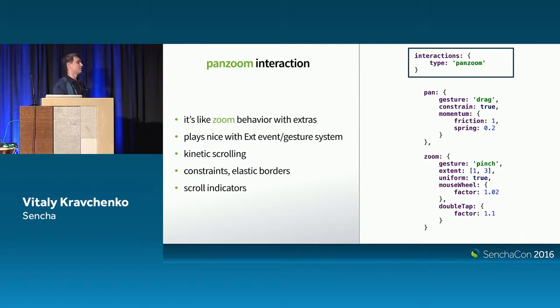Also, we provide a bunch of extra functionality on top of D3's behaviors, such as kinetic scrolling or elastic borders that I just mentioned, as well as scroll indicators. So to add an interaction to your component, you would simply do something like interactions type zoom, and that's it. And you can also configure a bunch of various parameters of the interaction if you wish, like the gesture that should be used to trigger panning or zooming, or whether it should use constraints, and how much spring tension should be for the elastic borders. So lots of options there for you.